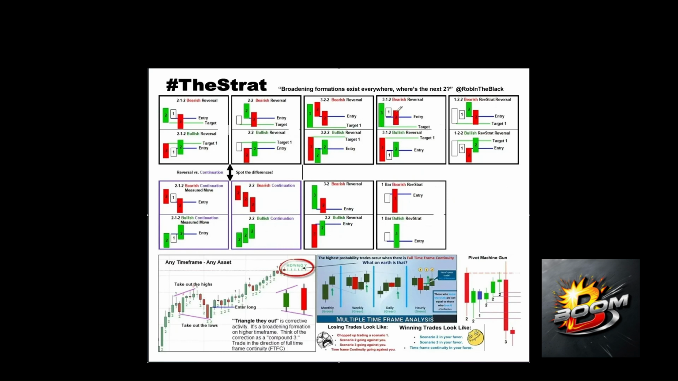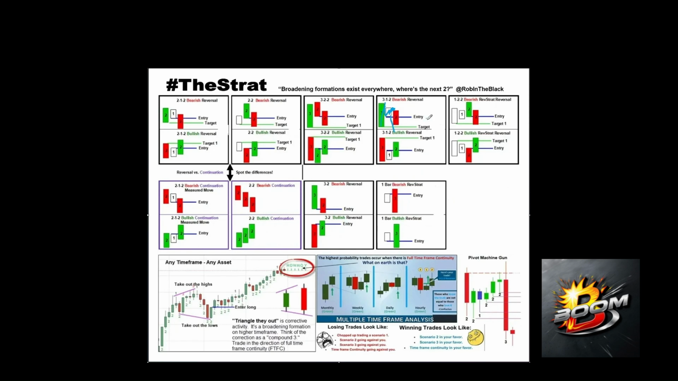Now, this is one of my personal favorites, and one you'll see work all the time, including the Rev Strat. The 3-1-2 bearish and bullish reversals. So similar to the 3-2-2, we got our 3 bar expansion, take out both sides of the range, but it's followed by consolidation. Everyone's trapped inside that 3 bar. And then once we break the inside of that 1 bar, boom, explosive move to the other way.